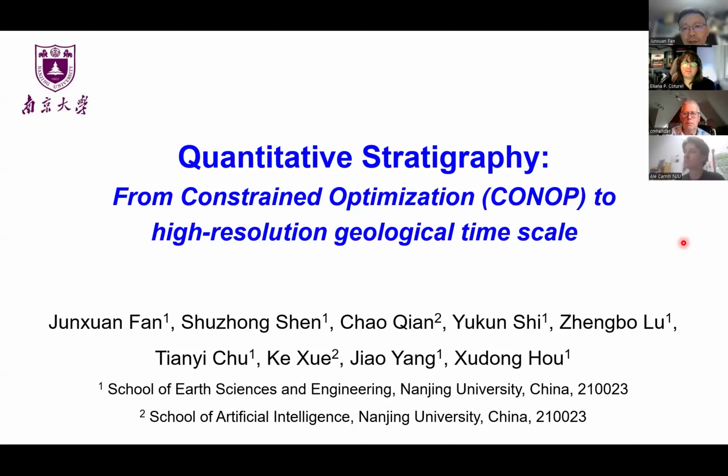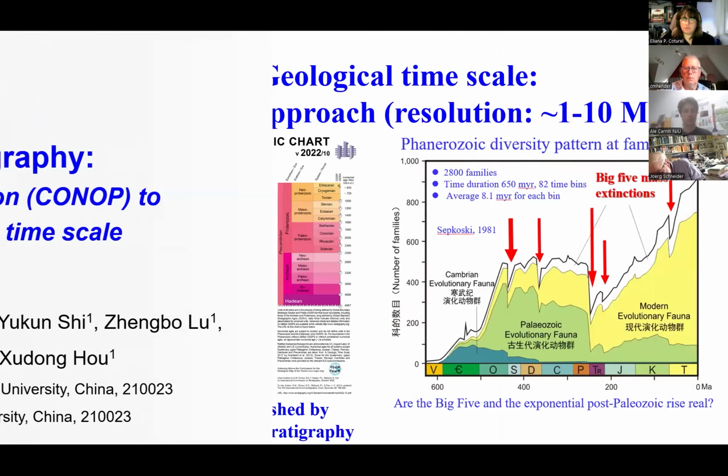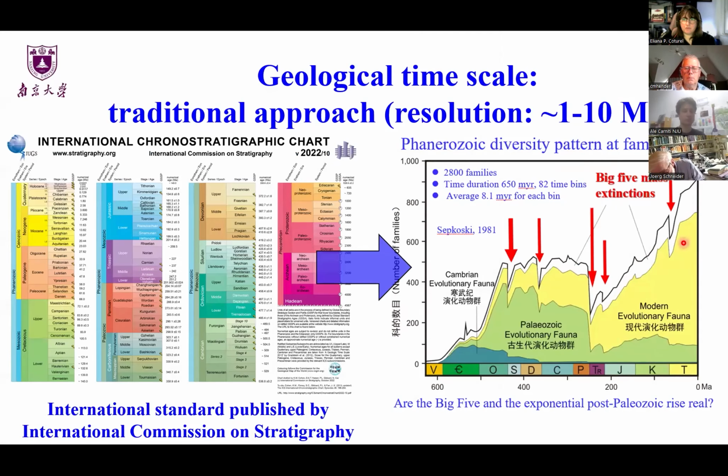Okay, so the title of my talk is Quantitative Stratigraphy from the CONOP to the High Resolution Geological Time Scale. We are quite familiar with the figure on the left. That's the geological time scale published by the International Commission on Stratigraphy. It has been updated every year. That's the traditional method we used to create our geological time scale, and the resolution we can get from that method is about 1 to 10 million years.